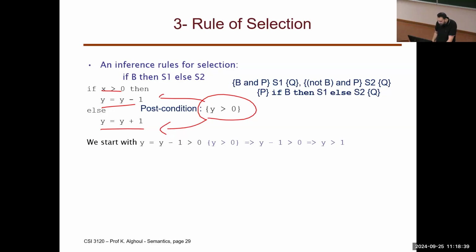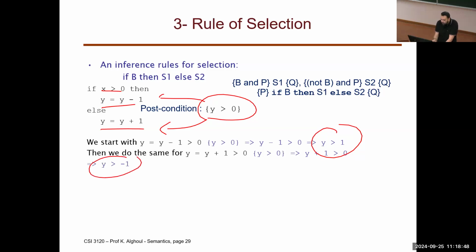Okay, so what will happen? The first one is going to be y greater than 1, and then do the same thing, it is going to be y greater than -1. So which one should I choose? Which one covers both? Y greater than 1, y greater than -1. Y greater than 1 will cover both. So I'm going to choose this to cover both of them.